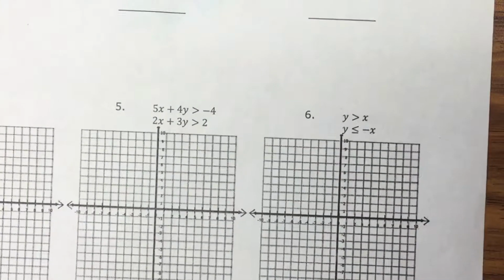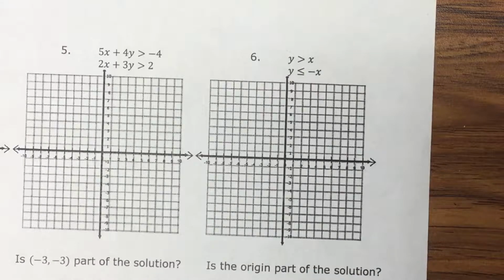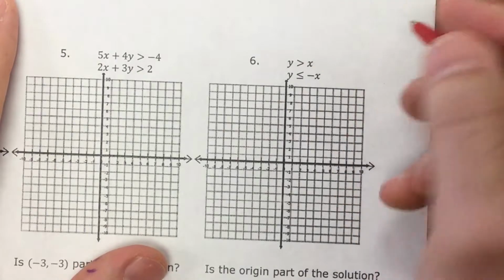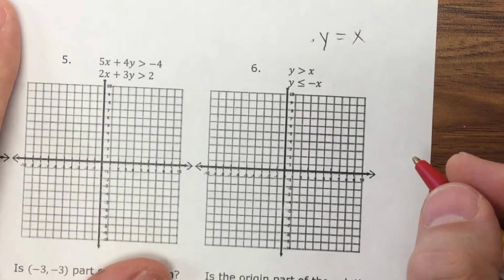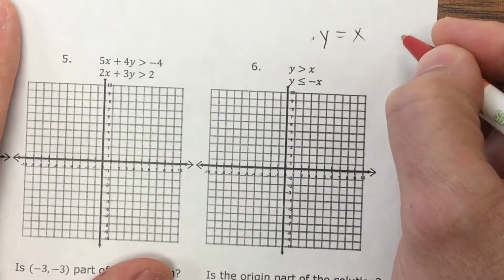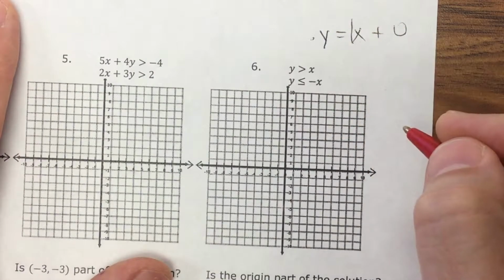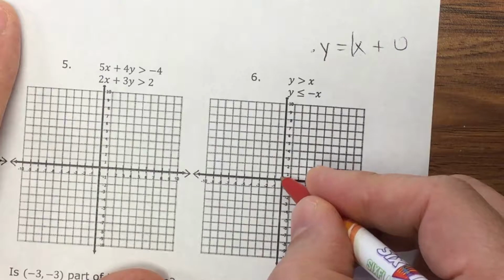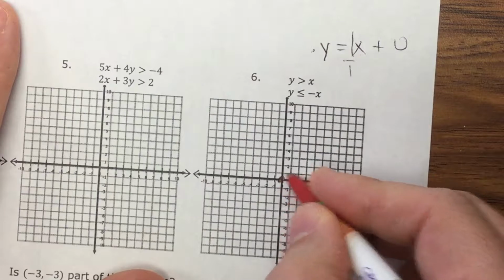Let's do number 6 because it's a bit of a special case. Because there's not a lot there. We have y is greater than x and y is less than or equal to negative x. Okay? So if that was a line, an equation of a line, it would be y equals x. And what is the graph of that line? Well, if I think of it in terms of y equals mx plus b, my m is 1, my b is 0. So I'm starting at the origin, and my slope is up 1, right 1, up 1, right 1. So let's go ahead and do that.